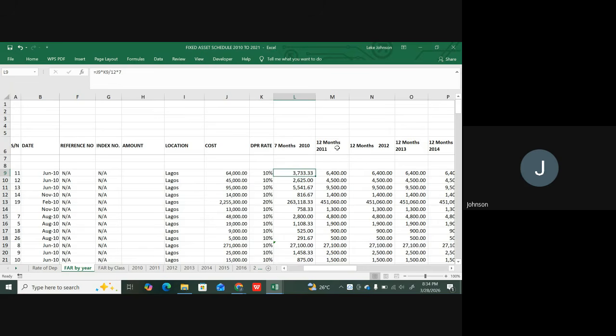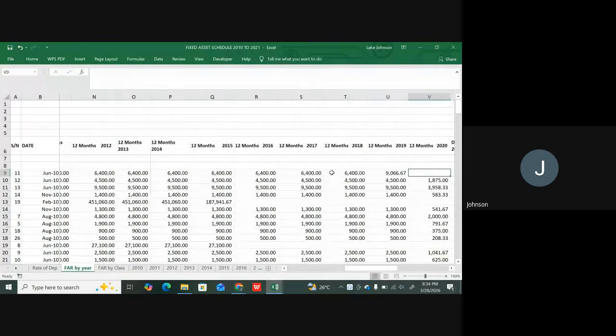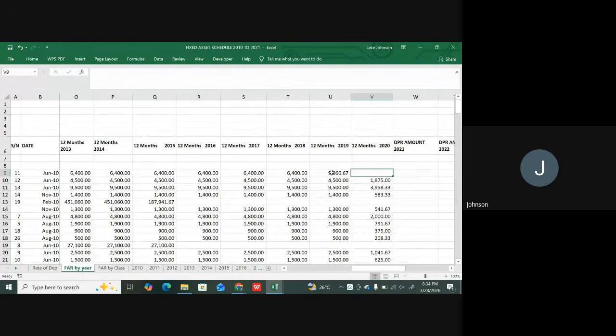Then the next year is going to be the full amount. We're going to continue like that until the 10th year. So the first year we only deducted this, then until you go to the 10th year before you are able to stop, and then that's when the asset is going to go off.